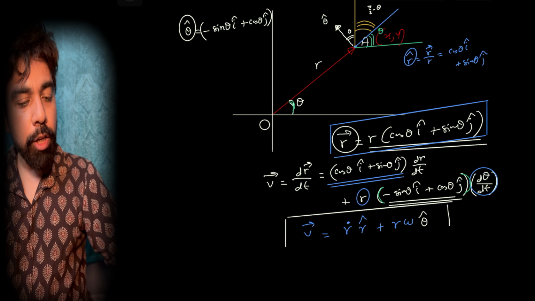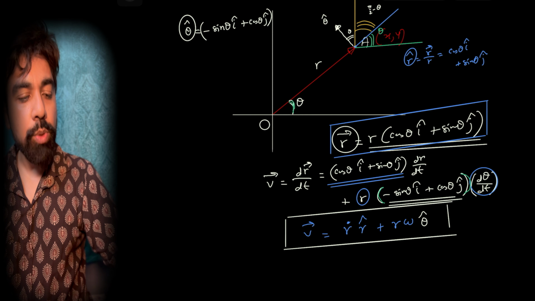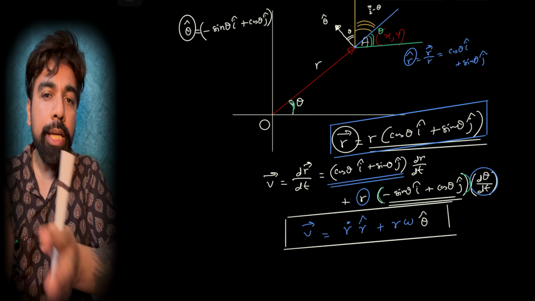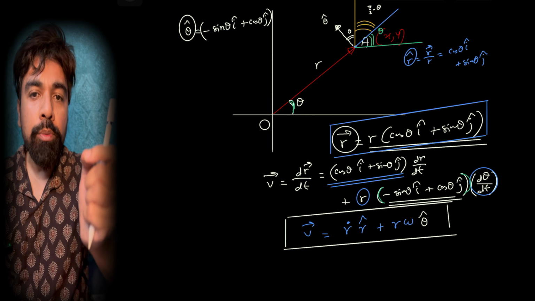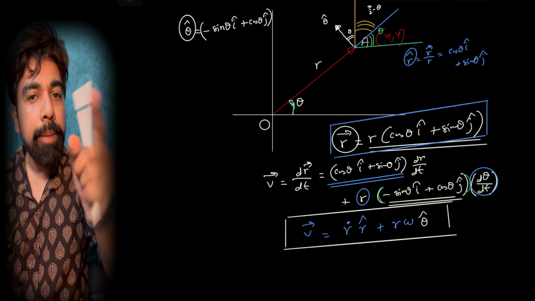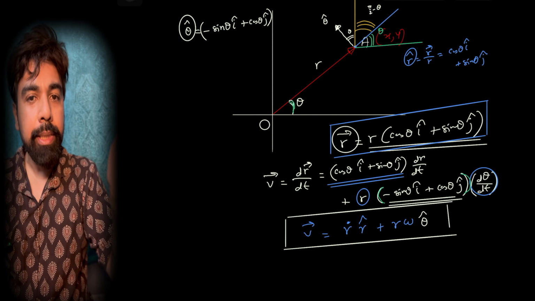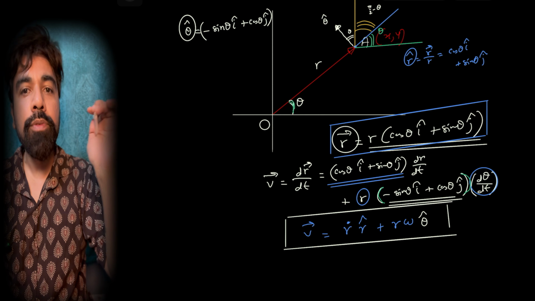So this is the velocity formula. If both radius and theta are varying, which happens in case of a curved motion, the formula is r dot, that means dr/dt, into r cap plus r omega into theta cap. Theta cap is the direction of change of theta.